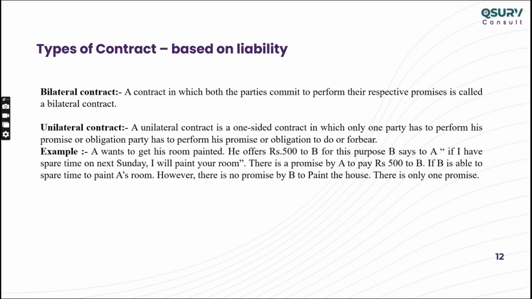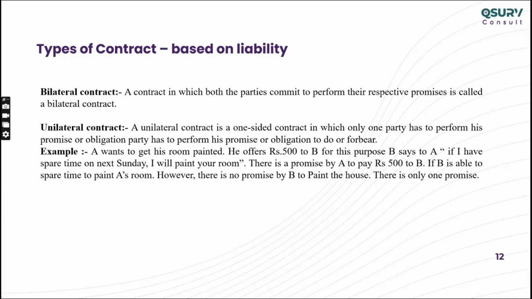Thank you. Then there's a last section called types of contract based on liability. It's two types actually, bilateral contract and unilateral contract. A contract in which both the parties commit to perform their respective promises is called a bilateral contract. So as a contractor, I said I'm going to construct the building for you, and he said I'm going to pay you. But when work started, the contractor is not doing any work. He plainly demonstrated he doesn't have any intention to work.